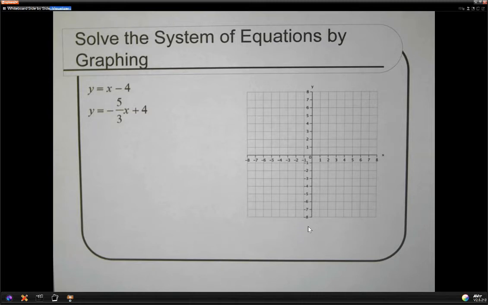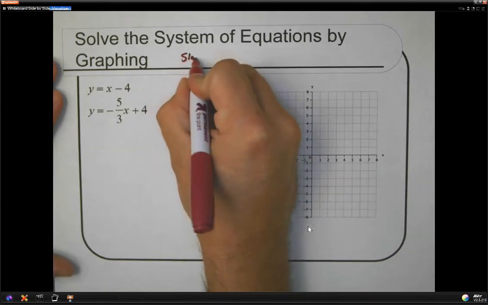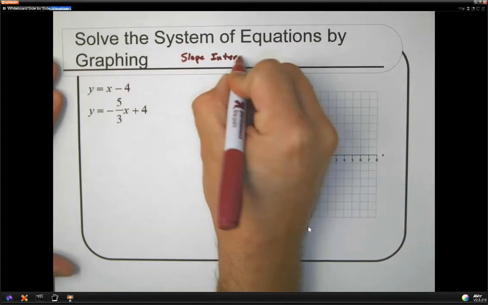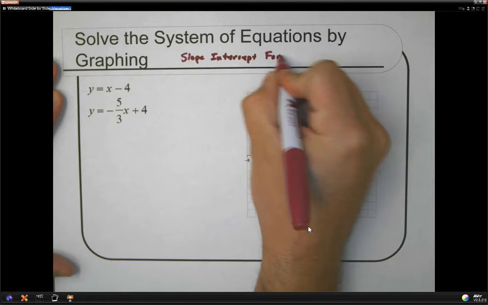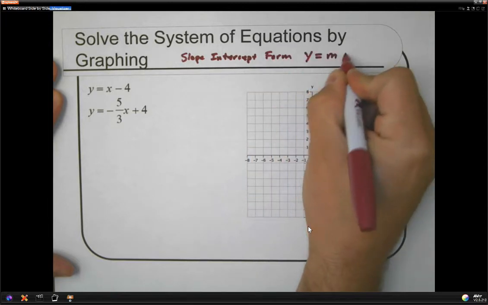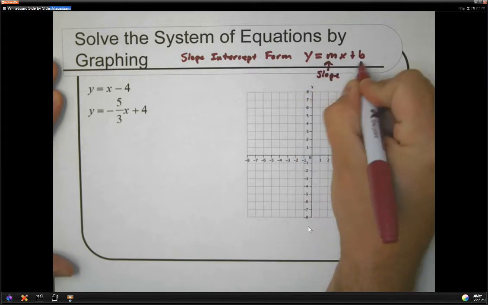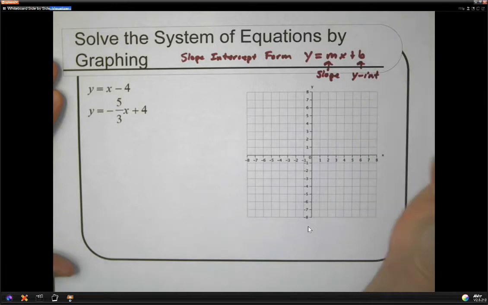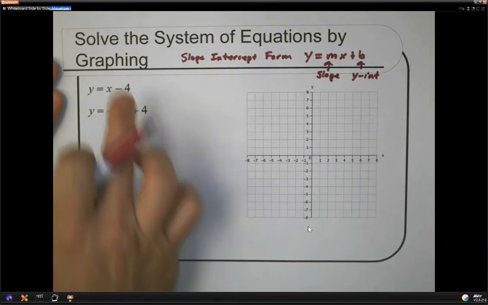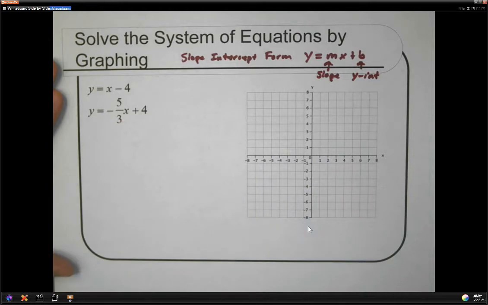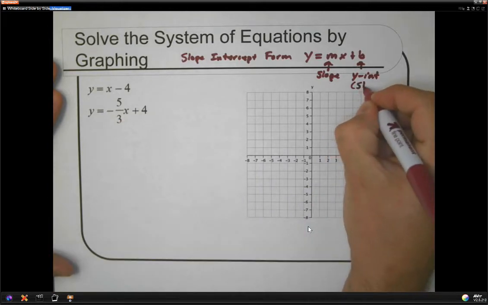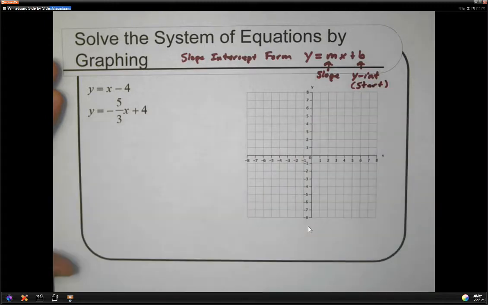So as I said, based on our steps, step 1 is to get them in the form that is easiest for you to graph. If you notice here, both of these are in slope-intercept form. As a little reminder, slope-intercept form is y equals mx plus b, m being your slope and b being your y-intercept. Now, once we have it in this form, the way to do it is always to start with your y-intercept and then do the slope.